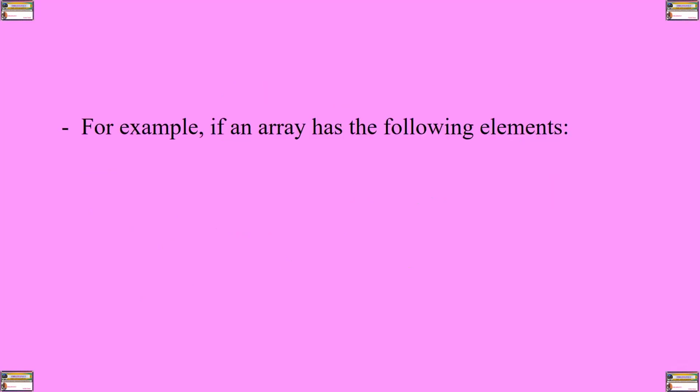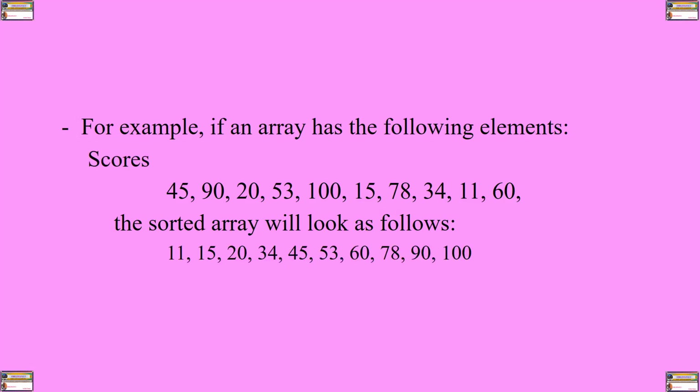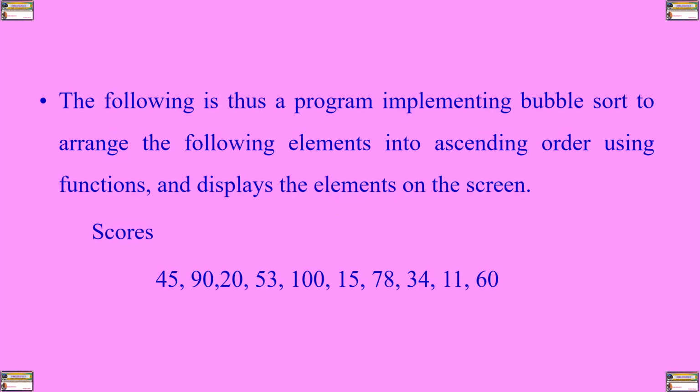For example, if an array has the following elements, the array is called this course, and it has elements as 45, 90, 20, 53, 100, 15, 78, 34, 11, and 60, the sorted array will look as follows. So this will be the sorted array: 11, 15, 20, 34, 45, 53, 60, 78, 90, and 100.